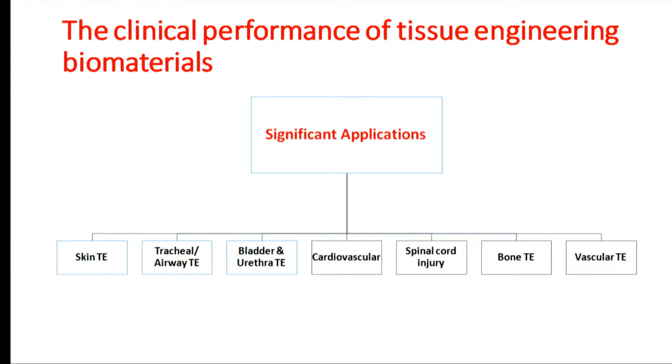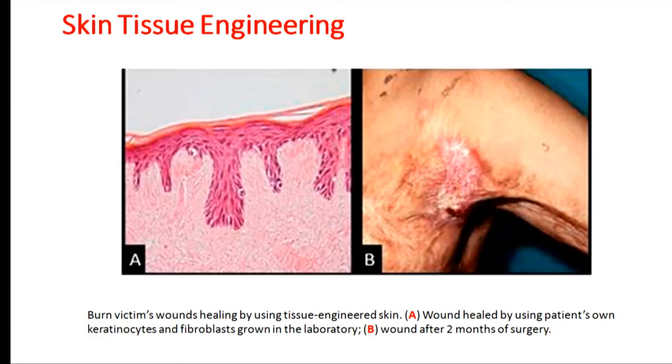and regenerative medicine. For example, skin tissue engineering, tracheal airway tissue engineering, bladder and urethra tissue engineering, cardiovascular, spinal cord injury, bone tissue engineering, vascular. These are some of the leading examples where tissue engineering has really been used in the clinic. That's the example. I took this from Professor Sheila MacNeil's paper, where they have developed this skin, and this was tested on the burn patients.